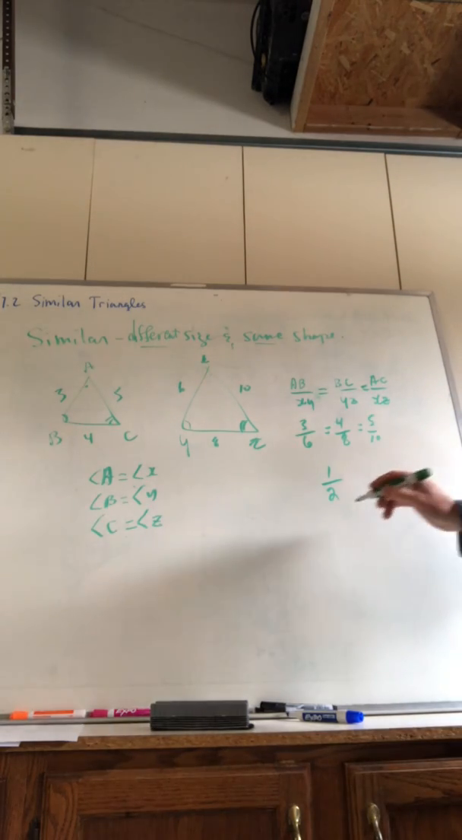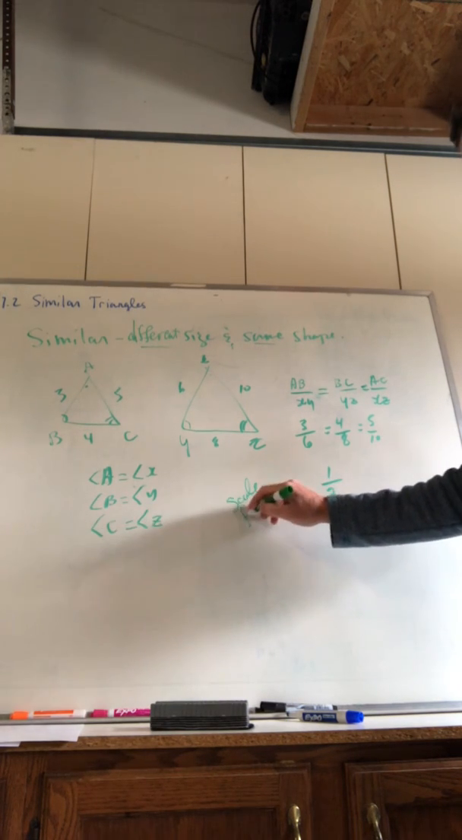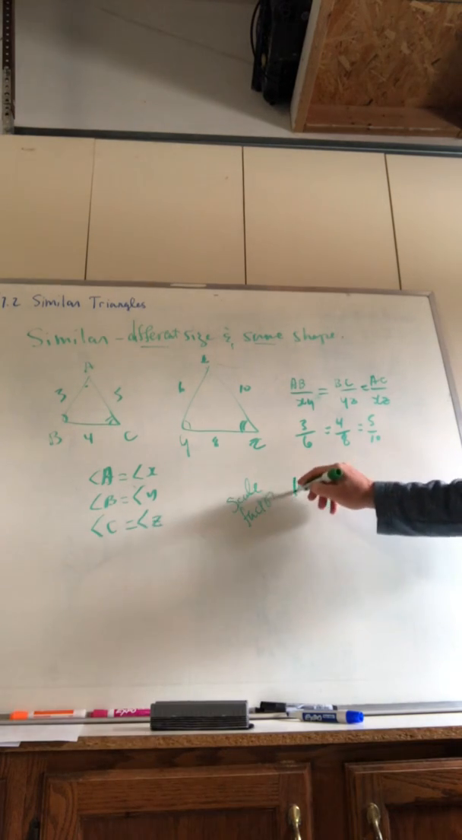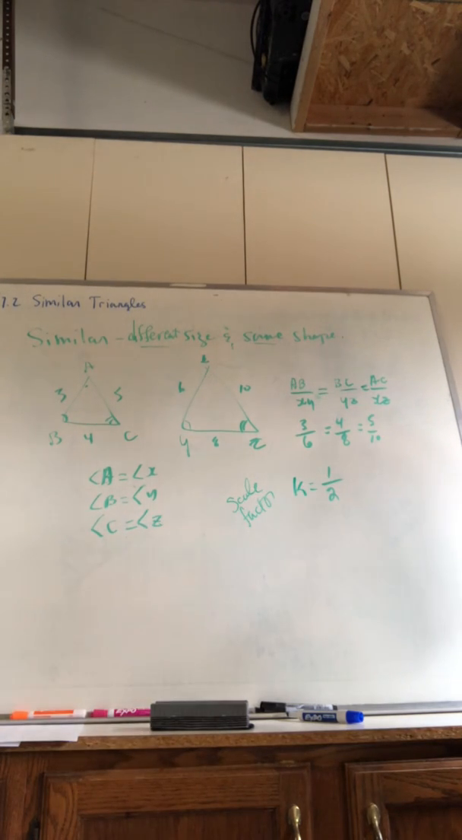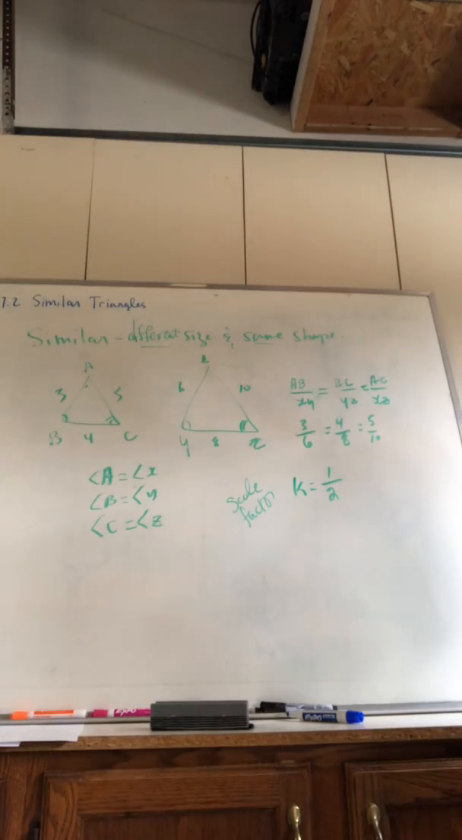We call that a scale factor. And the scale factor here is indicated with the letter K. So the scale factor here is 1/2. This triangle here is 1/2 the size of this one.